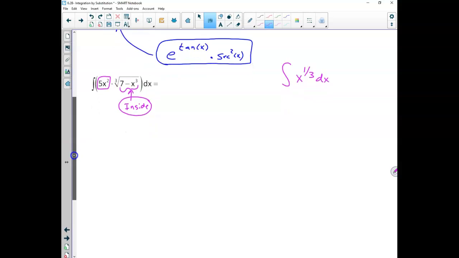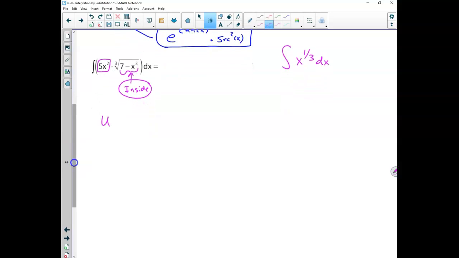You can call it whatever you want, but I always let u equal my inside function. And we're going to actually use a derivative to rewrite this. So what I've just done is look at this, 5x squared, and now I have the cubed root of u. Like I said, this is my own system.